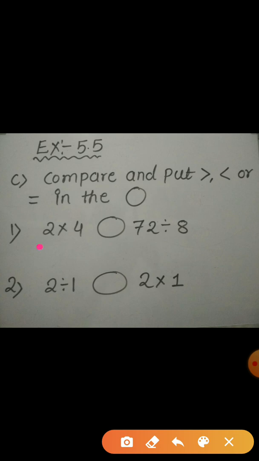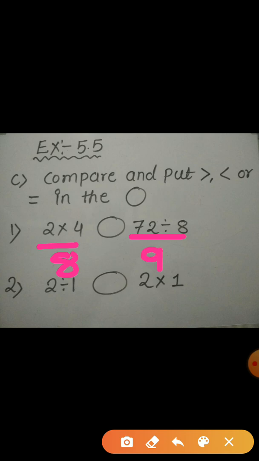On the left hand side, we are given 2 into 4. Now 2 4s are 8. On the right hand side, we are given 72 divided by 8. What will you get if you divide 72 by 8? It's very simple. Say the table of 8 till you get 72. 8 9s are 72. It means you will get 9.